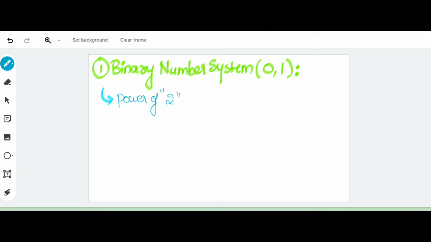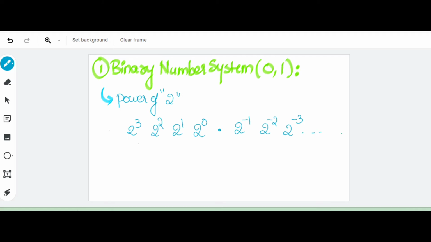I hope everything to the power 0 is 1, right? 2 to the power of 1 is 2. 2 to the power of 2 is how much? 4. 2 to the power of 3 is 8. Similarly, we have 2 to the power of minus 1, 2 to the power of minus 2, 2 to the power of minus 3 and so on.